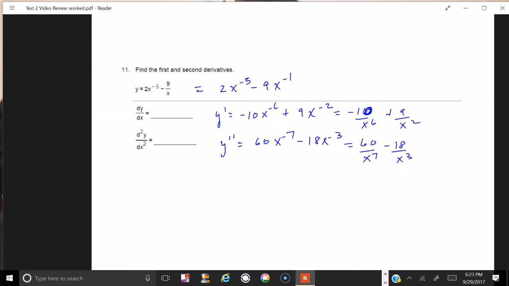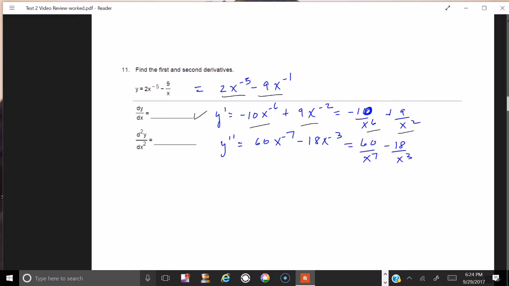Here again, we want to find the second derivative of this function. We get 2x to the minus 5. Doesn't have to be rewritten, but we rewrite the second one as minus 9x to the minus 1. Take the first derivative, we get minus 10x to the minus 6 plus 9x to the minus 2. Rewriting it, we get minus 10 over x to the 6 plus 9 over x squared.